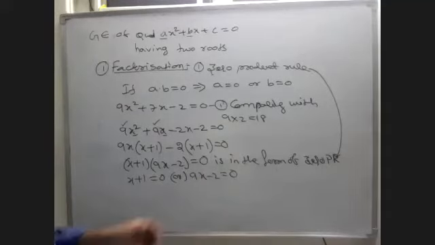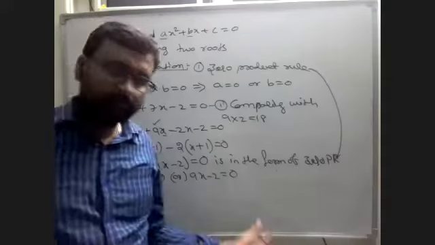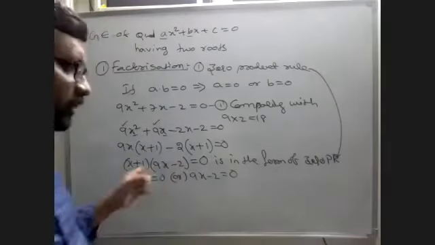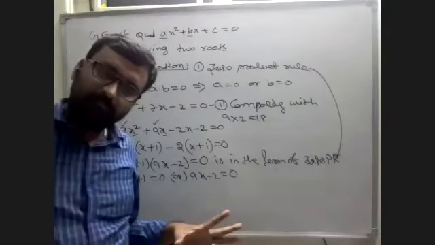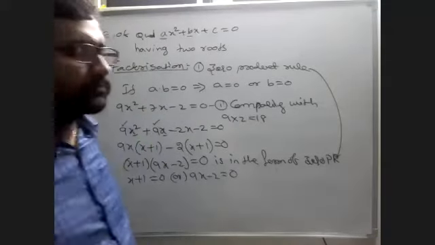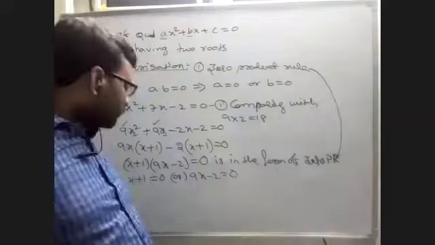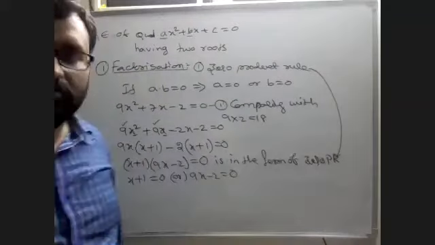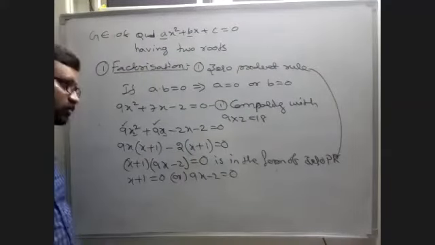Jibin, do you understand how we are getting this one? Understood, sir. By using which rule did we write these two? Zero product rule.